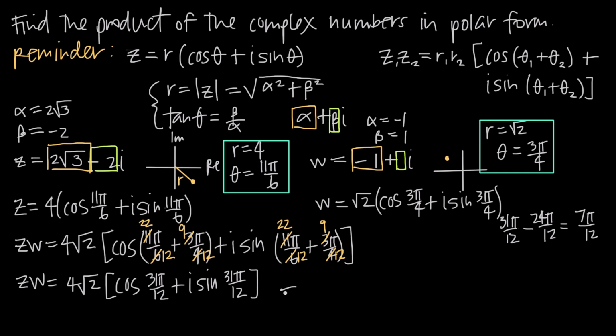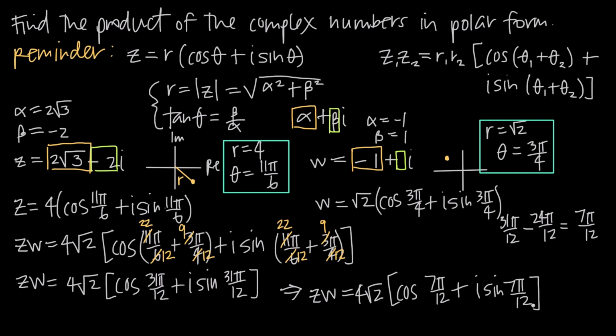So then we want to rewrite the product of our complex numbers as zw is equal to 4 root 2 times cosine of 7 pi over 12 plus i sine of 7 pi over 12. And that'll be our final answer for the product of these complex numbers.